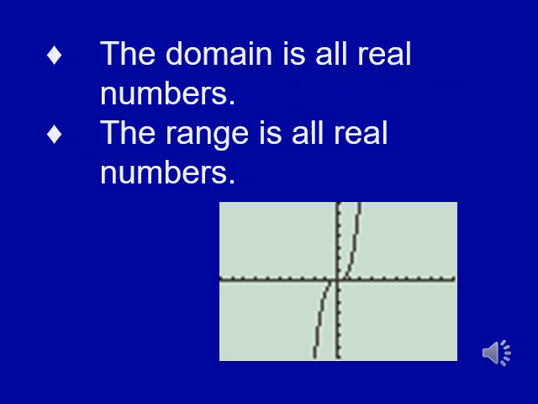Both the domain and the range will end up being all real numbers because eventually you'd go all the way from the left to the right, and you can tell very easily that you go all the way from the bottom to the top. So negative infinity to infinity, that's the domain, and it's also the range.